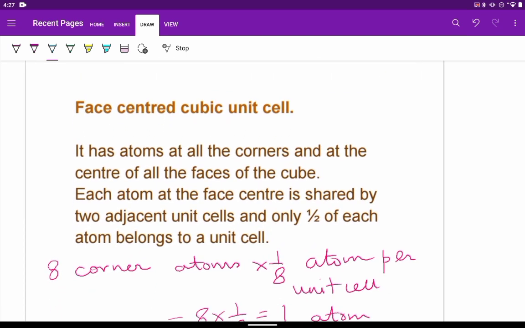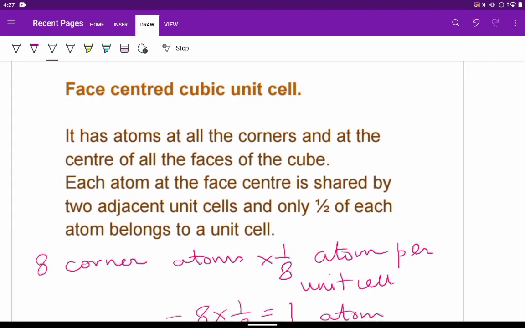Next is the face-centered cubic unit cell. First of all, the first situation is the same, that is atoms at all the corners, and also, as the name suggests, face-centered, at the center of all the faces. So there will be atoms at all the corners and at the center of all the faces of the cube.